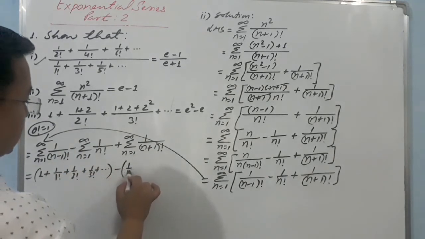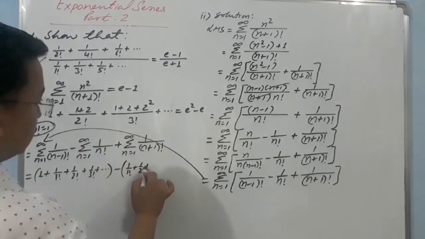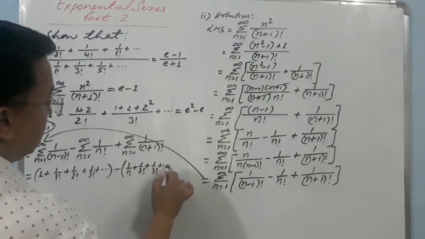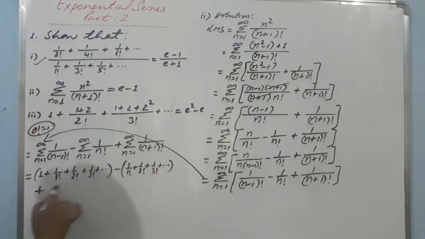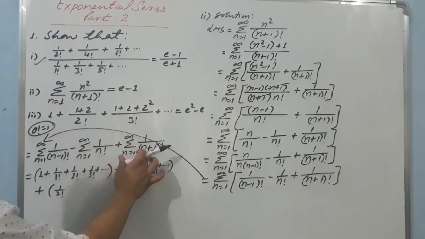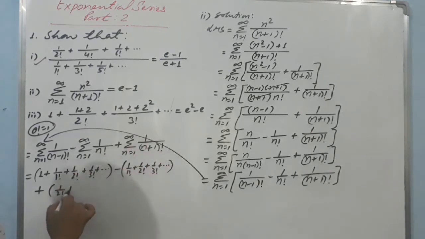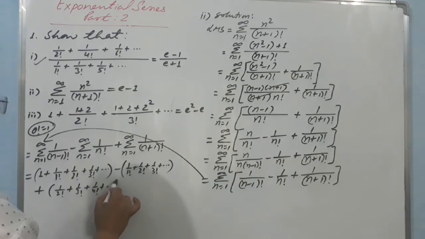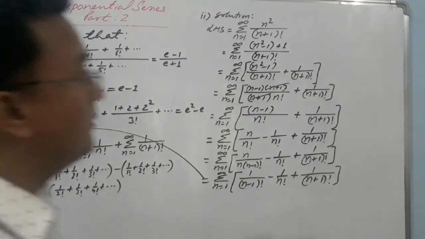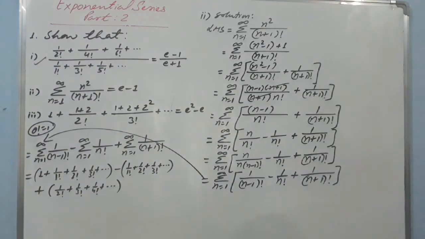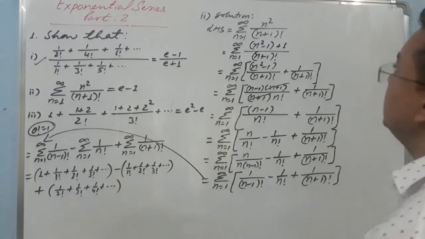1 over 1 factorial plus 1 upon 2 factorial plus 1 upon 3 factorial, and so on. And plus, the expanded form of this one: 1 upon 2 factorial plus 1 upon 3 factorial plus 1 upon 4 factorial, and so on. As you wish, how much you want to write, but at least 3-4 terms you need to write down.